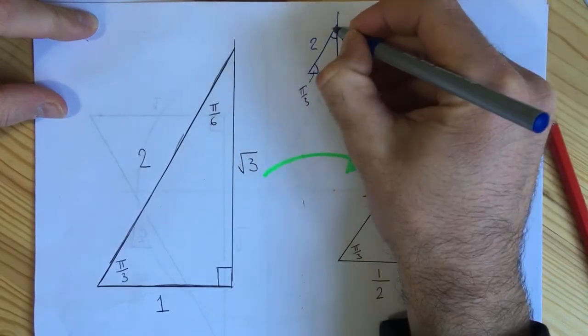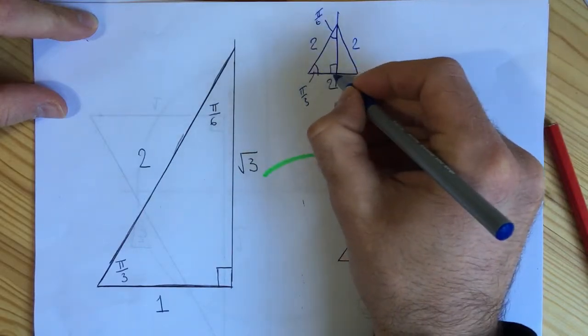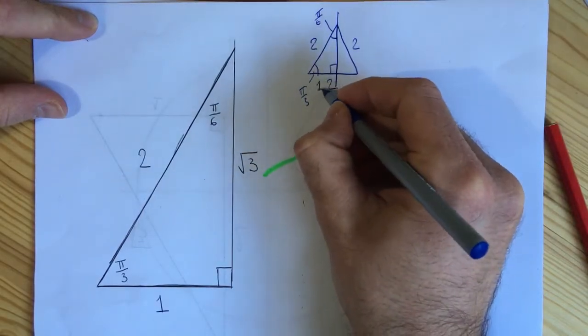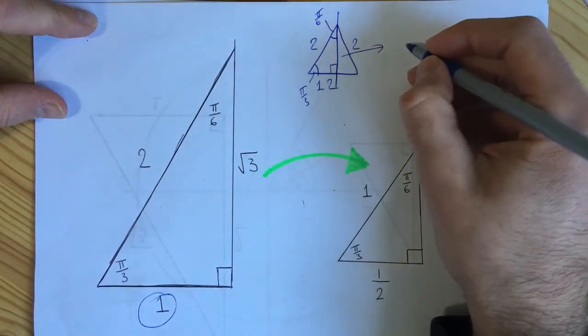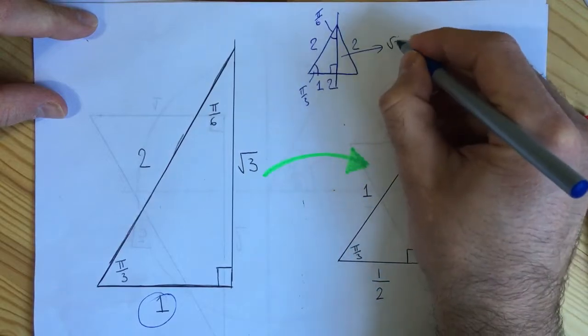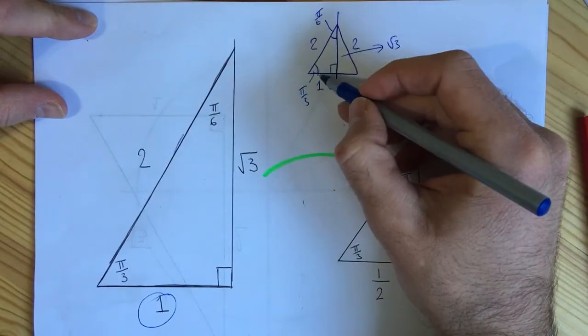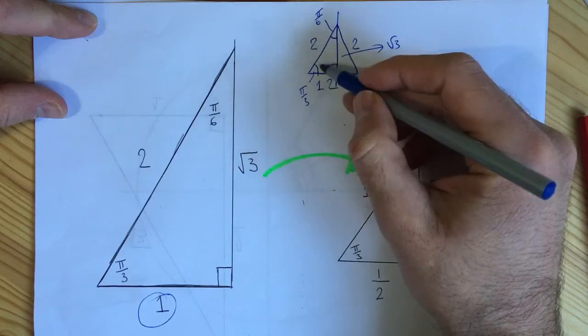When you divide pi over 3 by 2, you get the angle pi over 6. When you divide this side by 2, you get the side 1. And then this one you can use the Pythagoras theorem to evaluate it. You'll get the side square root of 3, right? Square root of 4 minus 1. That's 4 minus 1 is 3, so square root of 3.